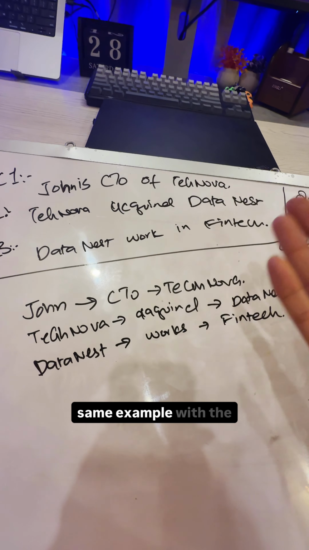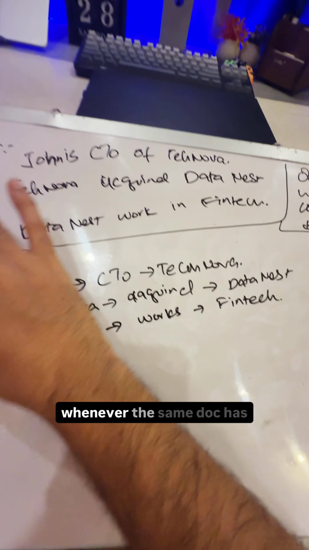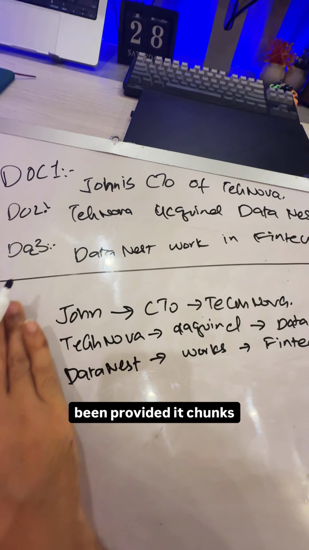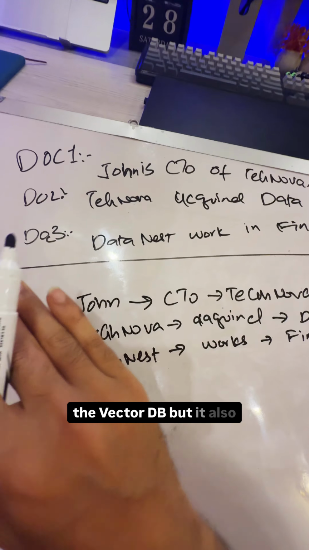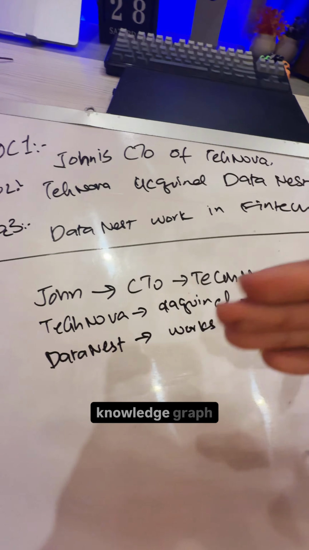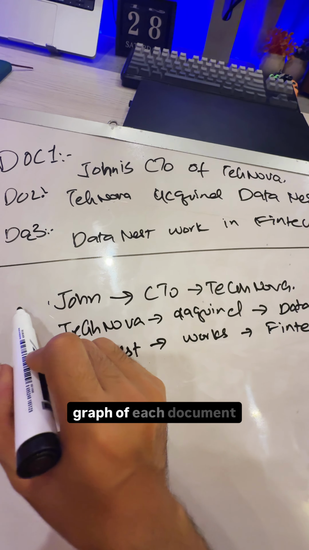Now let's map the exact same example to the GraphRAG approach. Whenever the same docs are provided, it chunks them and stores them in the vector DB, but it also stores what we call a knowledge graph. So it builds a knowledge graph of each document.